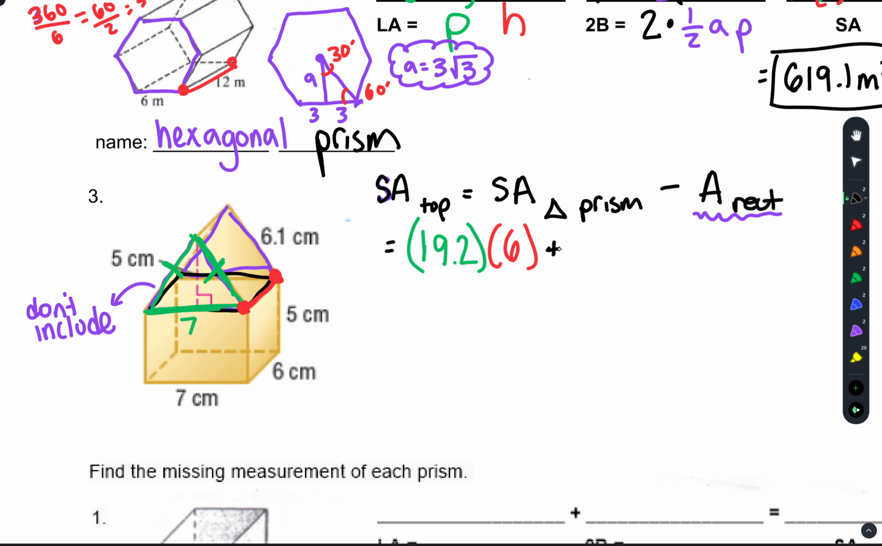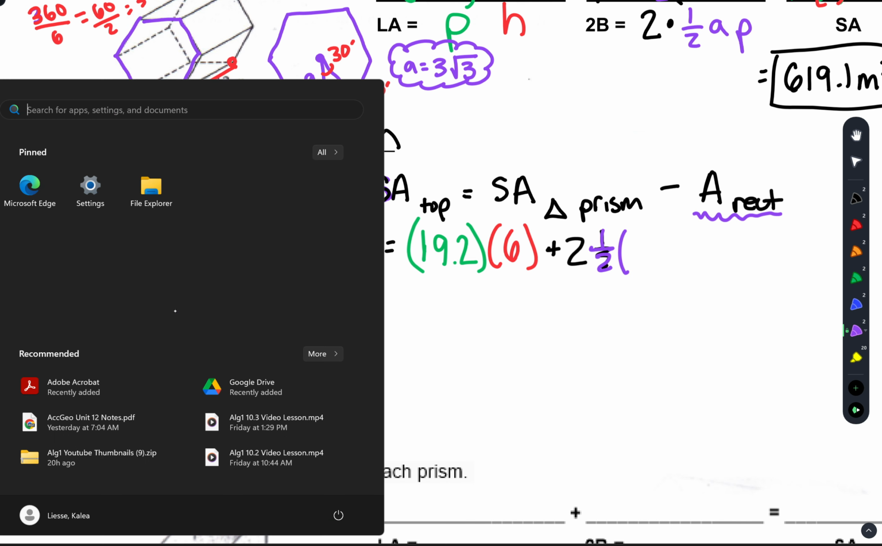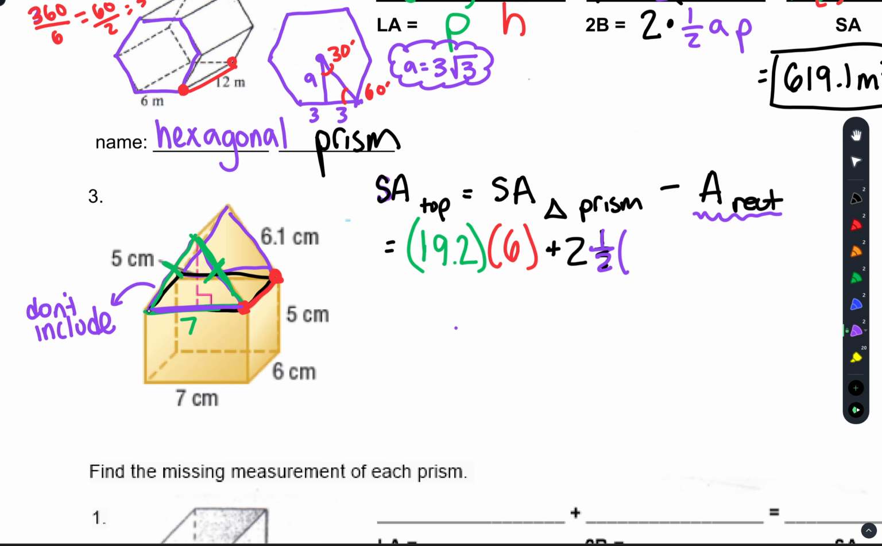Plus 2 triangular bases. The formula for a triangle is 1/2 base times height. 1/2. The base of my triangle is 7. The height of my triangle, I'm drawing all crazy over this, is this 5 centimeters. Okay, that's the surface area of that entire prism.